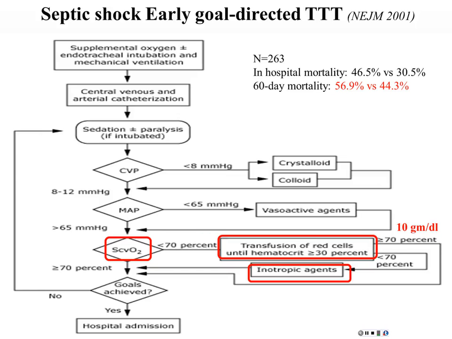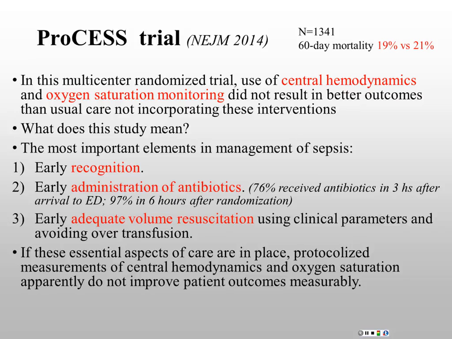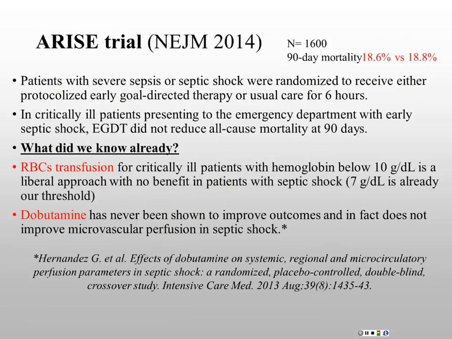We have the Visileo monitor to monitor the pulse wave, and I think that's what's shown in the ProCESS trial, which came out including a larger number of patients, 1,300, and the take-home point from that study is that the most important thing in sepsis is early recognition, adequate fluid resuscitation, and early antibiotic therapy. Another trial just came out 3 days ago, which is the ARISE trial. Again, we know that transfusion probably is not done now at the threshold of 10.